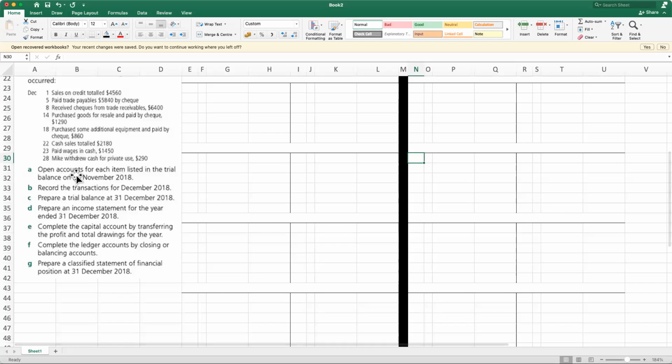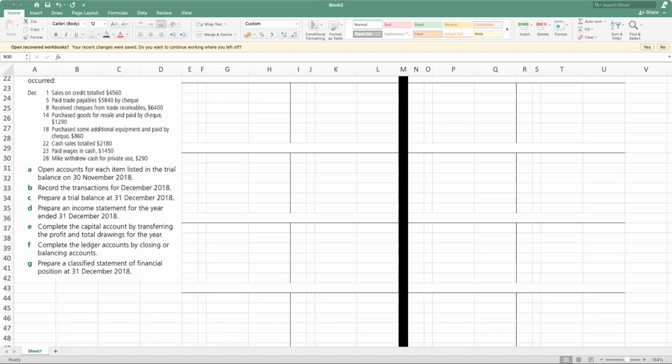So A, open accounts for each item listed in the trial balance on 30th November 2018. B, record the transactions for December 2018. C, prepare a trial balance. D, prepare an income statement. E, complete the capital account by transferring the profit or loss and total drawings for the year. Means we need to update the capital account. F, complete the ledger accounts by closing or balancing accounts. G, prepare a classified statement of financial position. So this is one of the longer questions that we need to do.